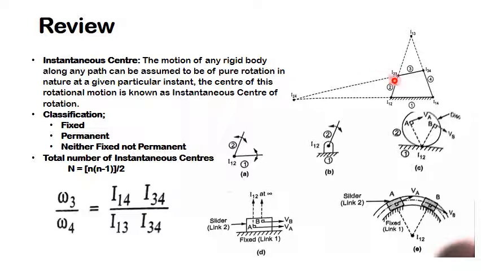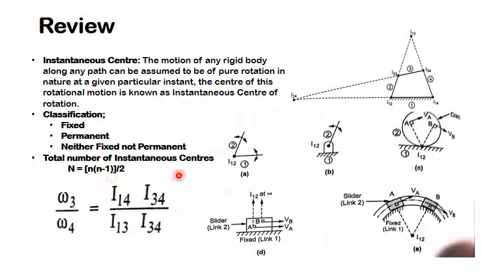Permanent means, again, consider I23 and I34. These are the hinges between link 2 and 3, and 3 and 4 respectively. But these hinges are free to move, so that's why they are called permanent instantaneous centers. Neither fixed nor permanent instantaneous center means consider I24 and I13. These are not actually hinges, and are some arbitrary points. So these locations basically depend on the configuration of this mechanism. That's why they are called neither fixed nor permanent types of instantaneous center.